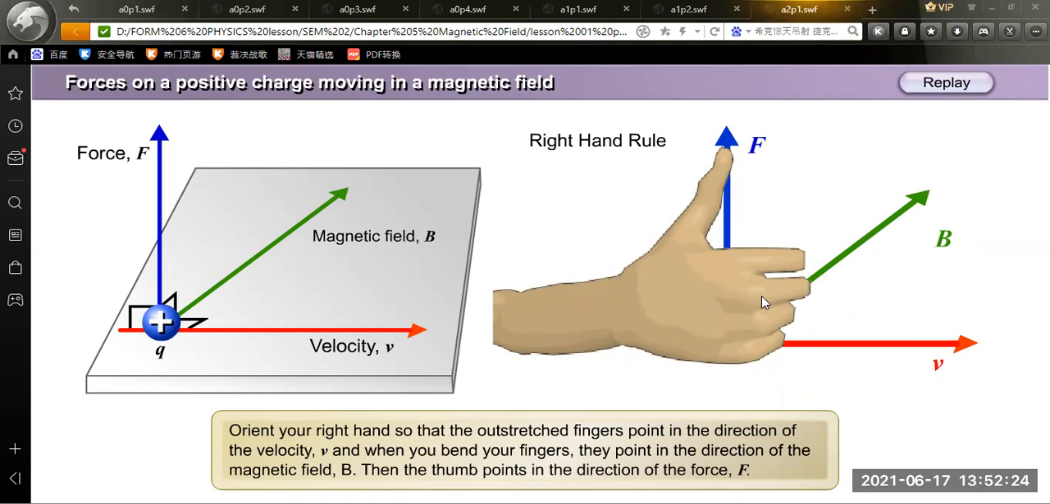Actually, this can also be represented by the left hand rule. Whose hand? Fleming's left hand rule. In Fleming's left hand rule, the thumb is F, B is the first finger, and the second finger, the middle finger, will be the velocity. Velocity shows the direction of the current, because the positive charge is moving in this direction. That means the current has the same direction as the positive charge.